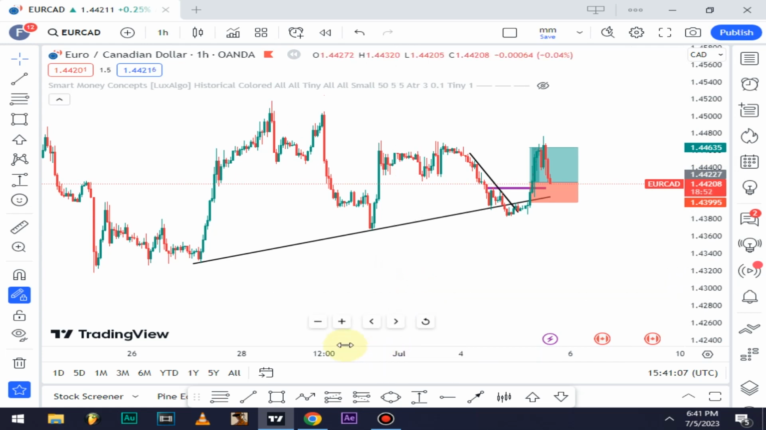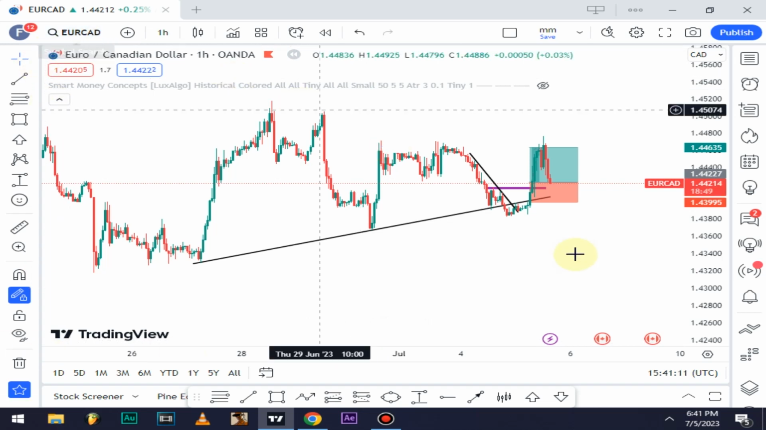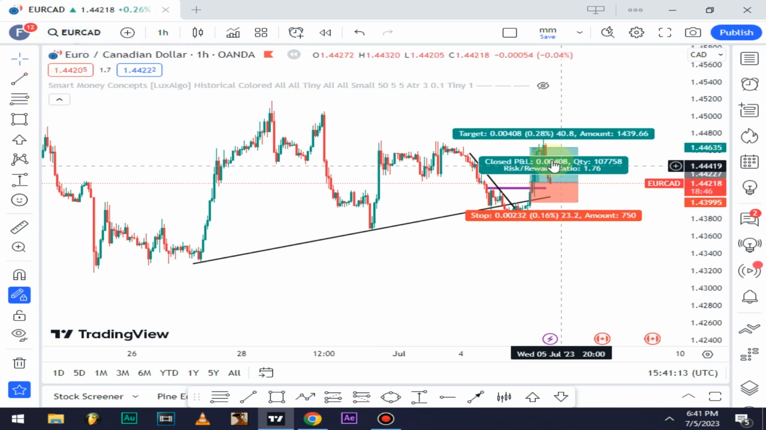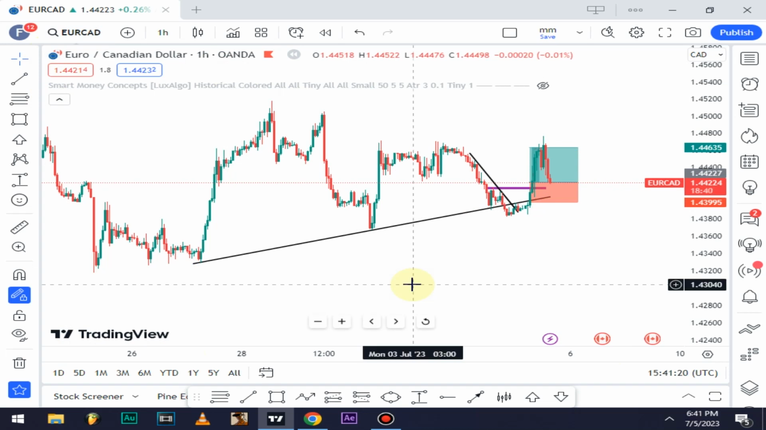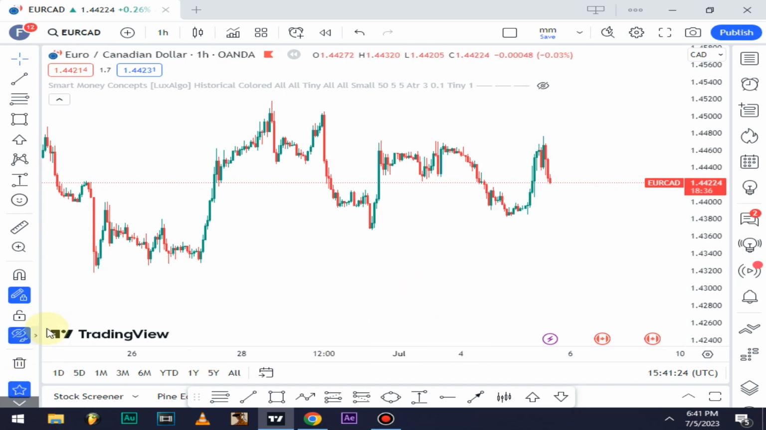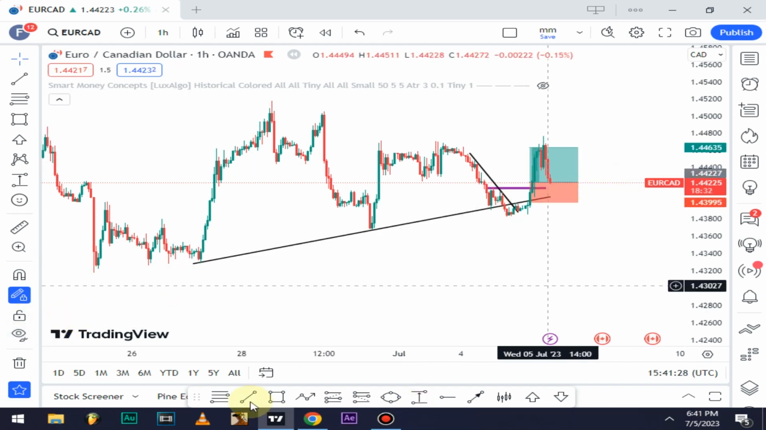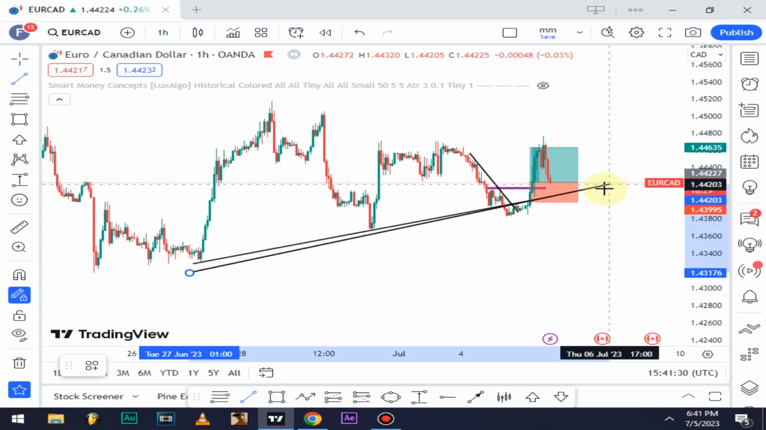So for example, I'm looking at the euro card. I took this trade in the morning, take profit 40 pips. I risked 20 pips and went in for 40 pips, which was crazy, right? Smash. The way that I analyzed this was like this: I drew my trend line, easy, just like that.